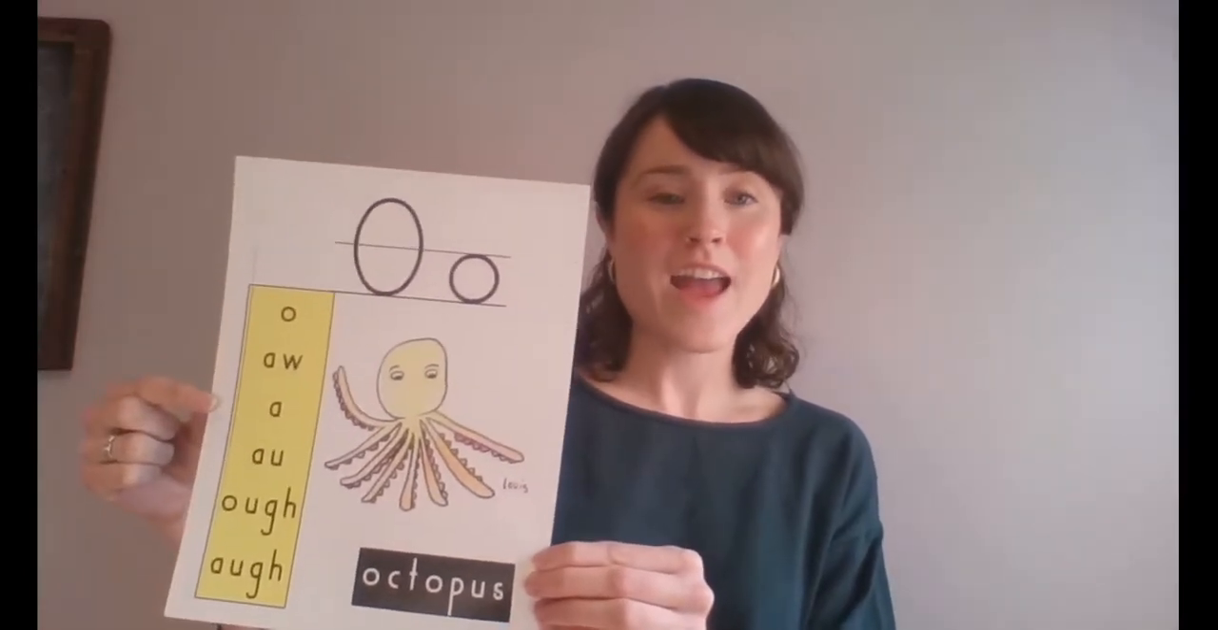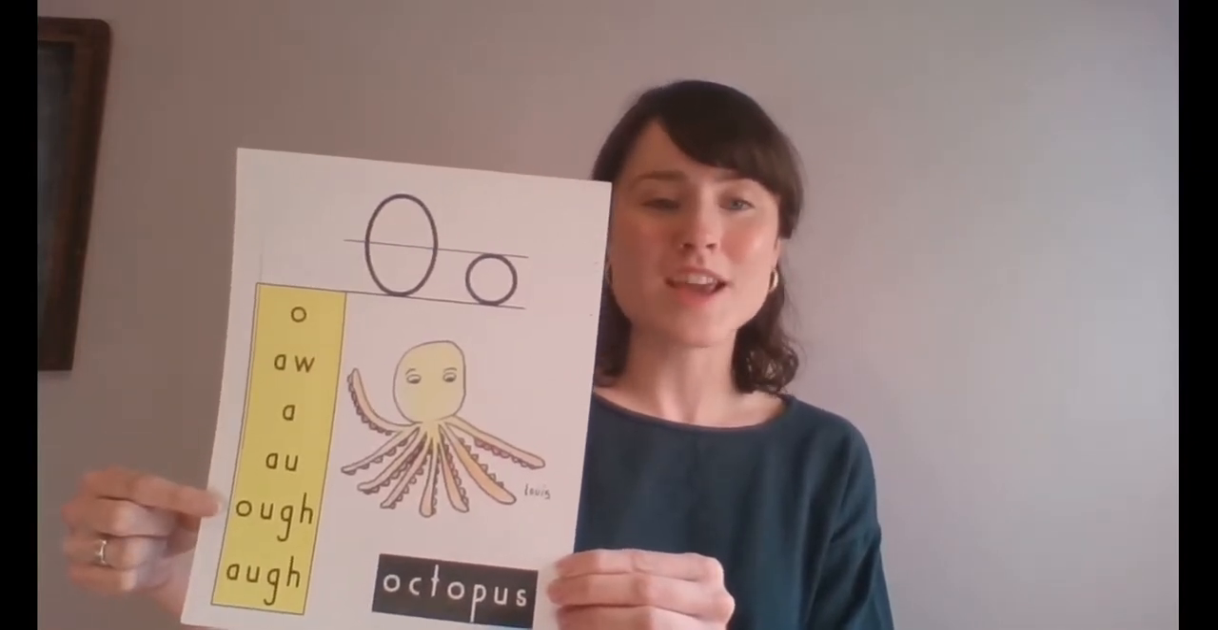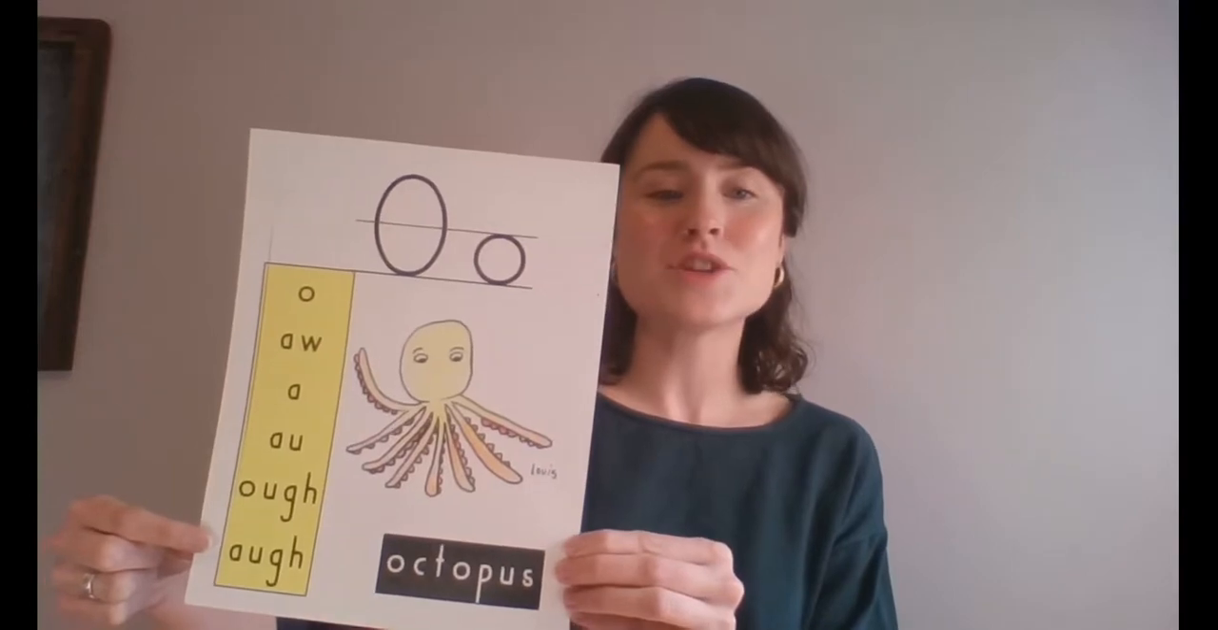Octopus, octopus. Short O says ah. A, W, A, U, O-U-G-H, and A-U-G-H all say ah. Umbrella, umbrella. Short U says u.